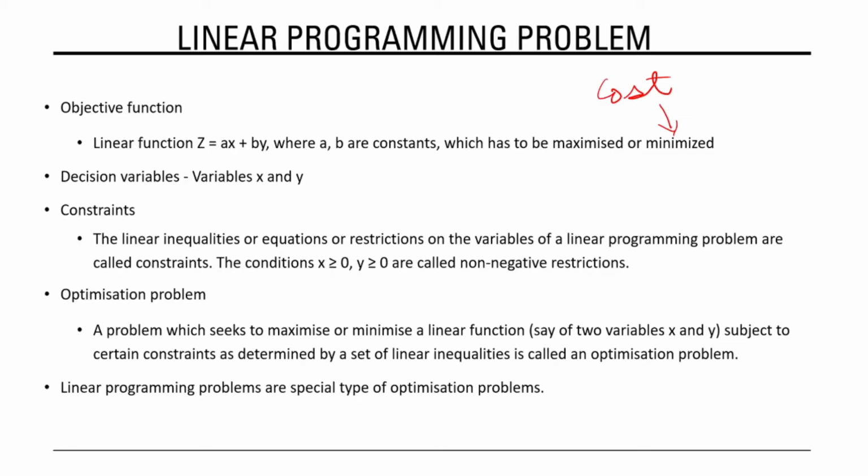Next, let us see what an optimization problem is. A problem which seeks to maximize or minimize a linear function subject to certain constraints as determined by a set of inequalities is called an optimization problem. So, here we have to find the values of x and y such that our z, our objective function, is maximized or minimized. So, linear programming problems are a special type of optimization problems.